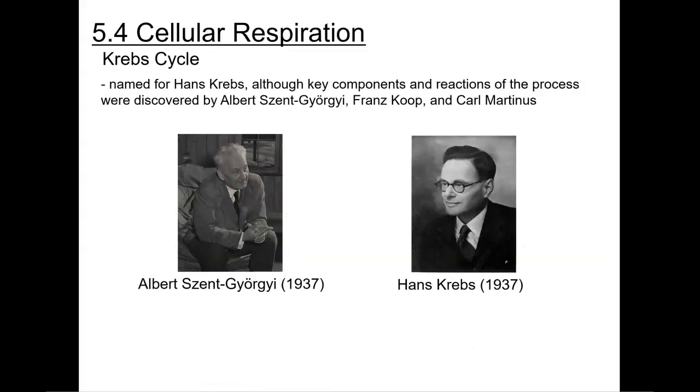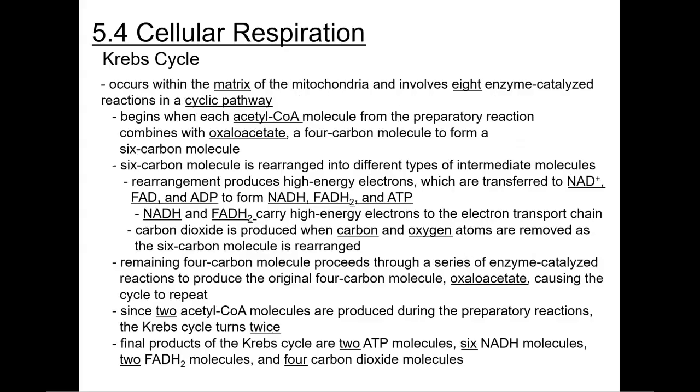All right, so the Krebs cycle. It's named after Hans Krebs, although key components of this process were discovered by other scientists. The Krebs cycle occurs within the matrix of the mitochondria and involves 8 enzyme-catalyzed reactions called the cyclic pathway. It begins when each acetyl-CoA molecule from the preparatory reaction combines with the 4 carbon molecule oxaloacetate to form a 6 carbon molecule. That 6 carbon molecule is then going to be rearranged into different types of intermediate molecules.